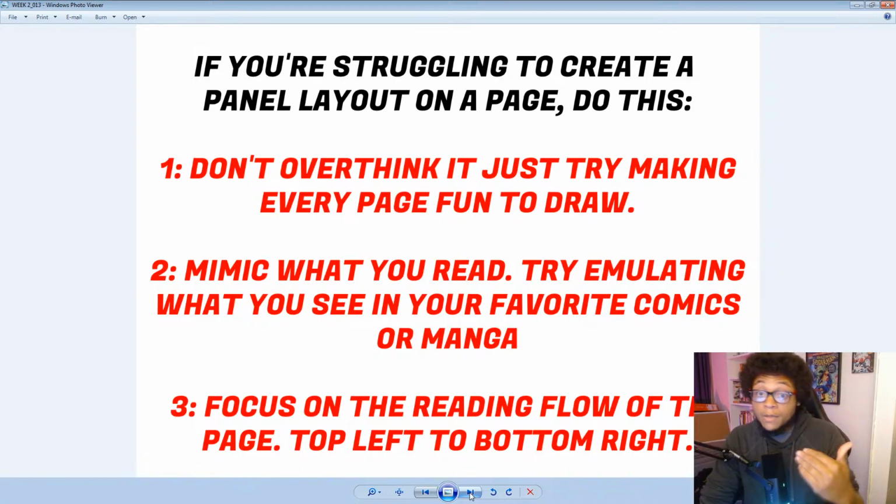Number 2, mimic what you read. Try emulating what you see in your favorite comics or manga. I can't stress that enough. A lot of people that I've met, but what? Scratch that. Me personally, I am a visual learner.